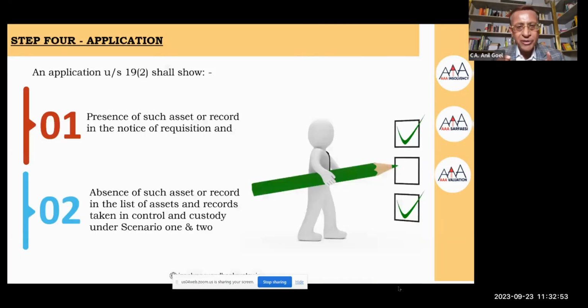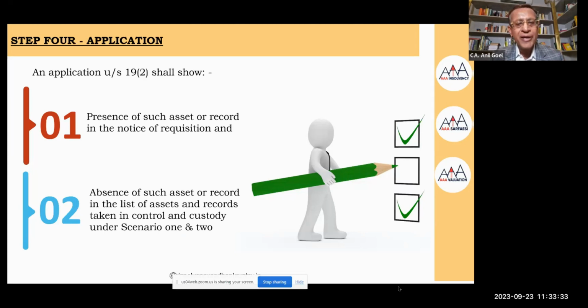Now, let us understand what is step 4. Ultimately, what is the objective of all this? When we file an application under section 19(2), under regulation 30, or under section 68, or under section 70, we first of all have to present the presence of such assets or records in the notice of requisition. We have to justify to the adjudicating authority that these assets are there. This information is supposed to be there as per this law, but they are not providing me. Either they should say that I have not maintained it, or they should provide it to me.